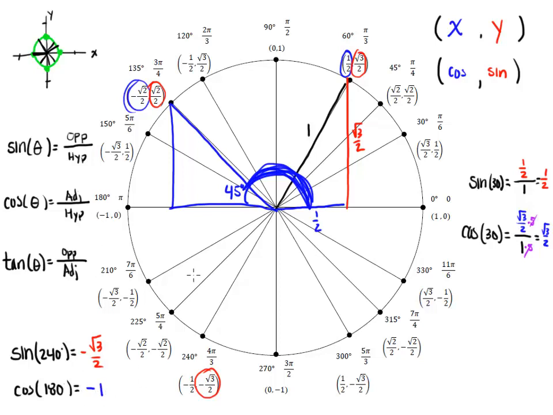Okay, sine and cosine, pretty straightforward, pretty easy. You just have to remember that cosine comes first, sine comes second. I like to think of it as alphabetical order, however you want to do it.